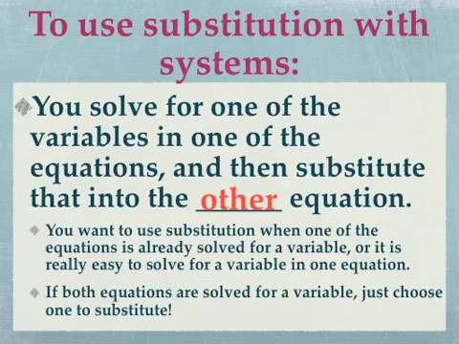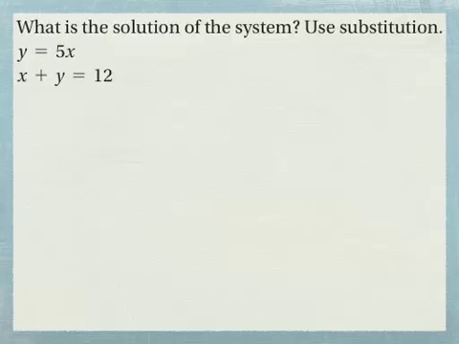You want to use substitution when one of the equations is already solved for a variable, or it is really easy to solve for a variable in one of the equations. If both equations are solved for a variable, just choose one of them to substitute into the other equation. Let's go ahead and do an example of this, because we can talk about it a lot, but I think examples are what you really need to understand substitution.